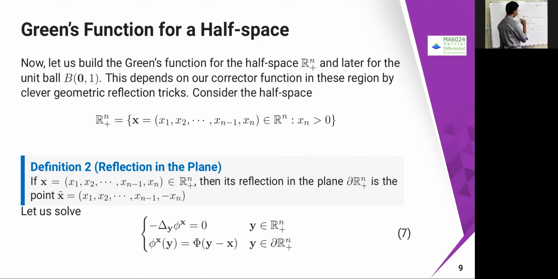In this case, one will be less, so with respect to ∂R. How do I define that? I just need to define the reflection in the plane. So this is R plus 1. I have to define the reflection in that plane. So in that case, what will it become? With respect to this one, I am going to define the reflection in the plane.